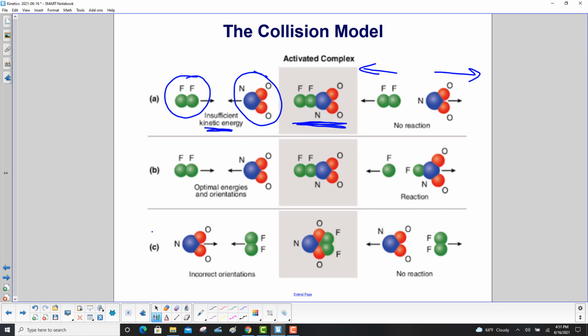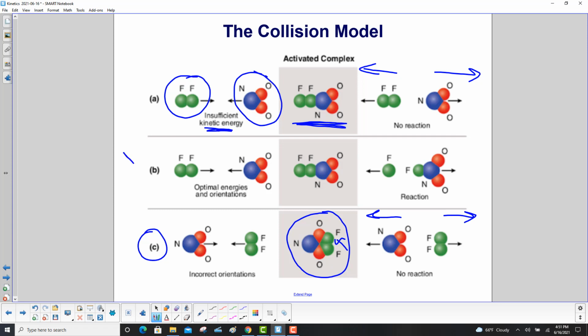Let's go to the bottom one. This time, they're approaching with correct kinetic energy, but the wrong orientation. So they form like this, but the nitrogen can't reach the fluorine to bond with, and then they just bounce off and go on their way, no reaction.